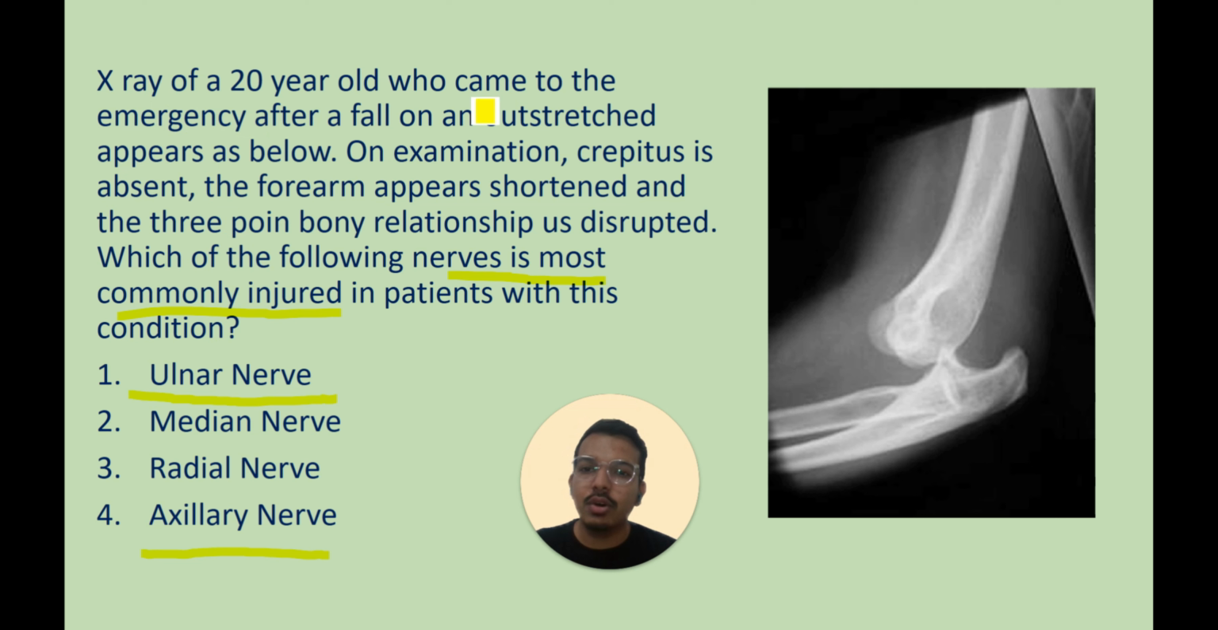So X-ray of a 20-year-old who came to the emergency after a fall on an outstretched hand appears as below. On examination, crepitus is absent, the forearm appears shortened, and the 3-point bony relationship is disrupted. Which of the following nerves is most commonly injured? So you know that the answer is ulnar nerve, and you will go through the key points again. So which of the following nerves is most commonly injured, right? No except or no not here. So you can safely answer ulnar nerve for this question.